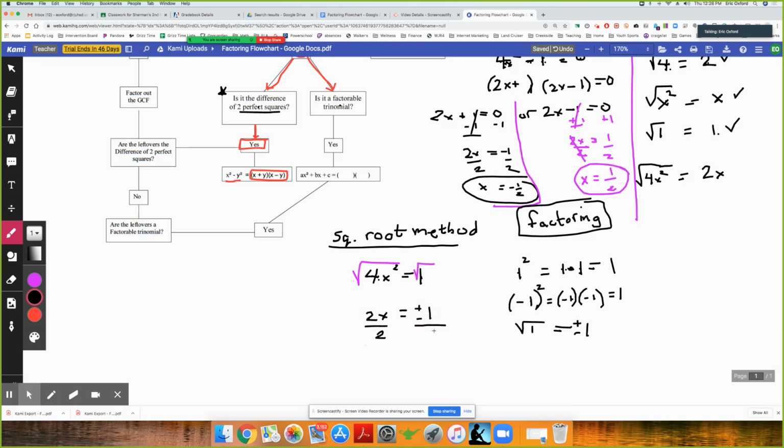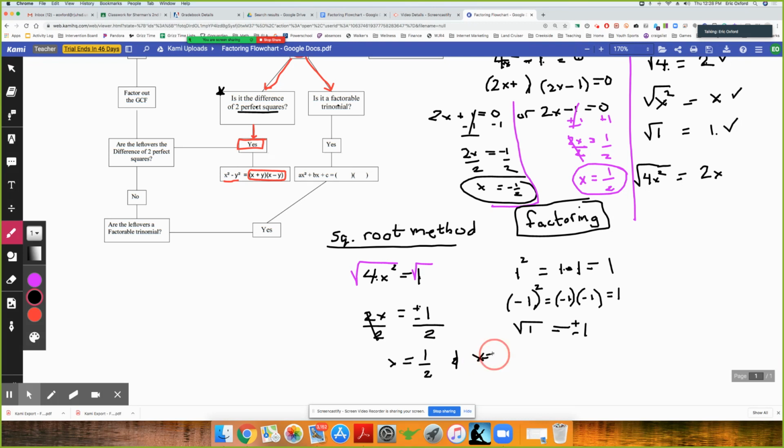So now what I've got here is 2 dividing out over on this side, and then I have x equals positive 1 over 2, and I've got x equals negative 1 over 2. So that's the square root method.